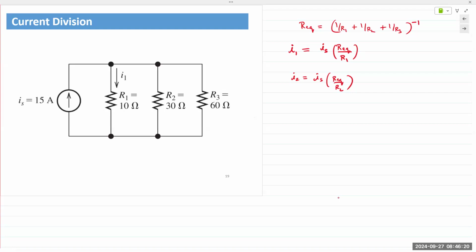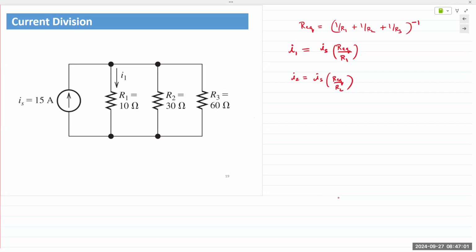But if it's a parallel connection, then the resulting value will always be smaller than the smallest resistor in that parallel connection. So if you do Req for 10, 30, and 60, your resulting value should always be less than 10. If it's higher than 10, then your answer is incorrect somewhere. Okay, and that's something that we don't directly think about. But that's, again, another key thing to keep in mind. If it's a parallel network of resistors, the resulting Req will always be smaller than the smallest value in that parallel network.